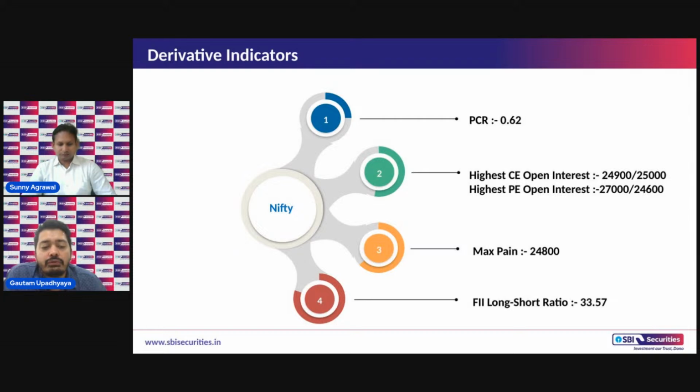तो currently ये जो figure है, ये weekly expiry का data है. जो current figure है, that is at 0.62. So clearly indicating that there are significantly more call option sellers in the system in comparison to put option sellers.